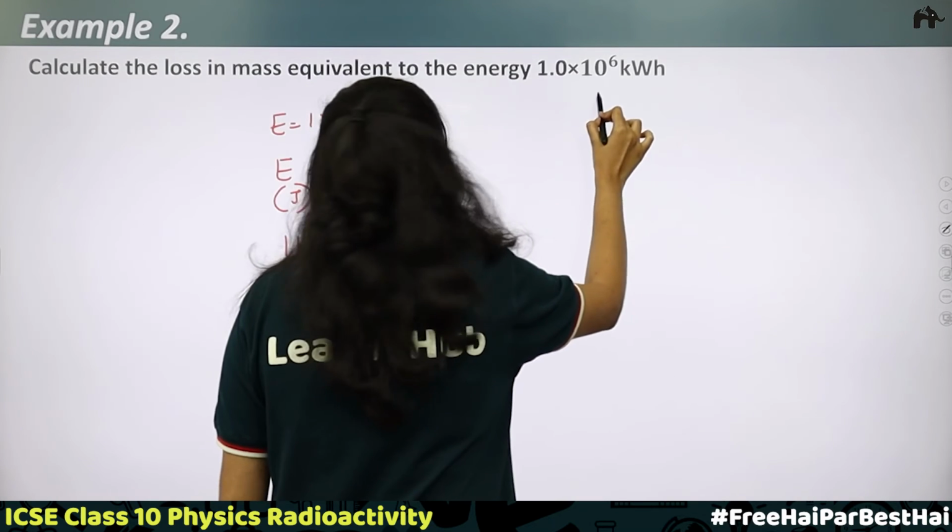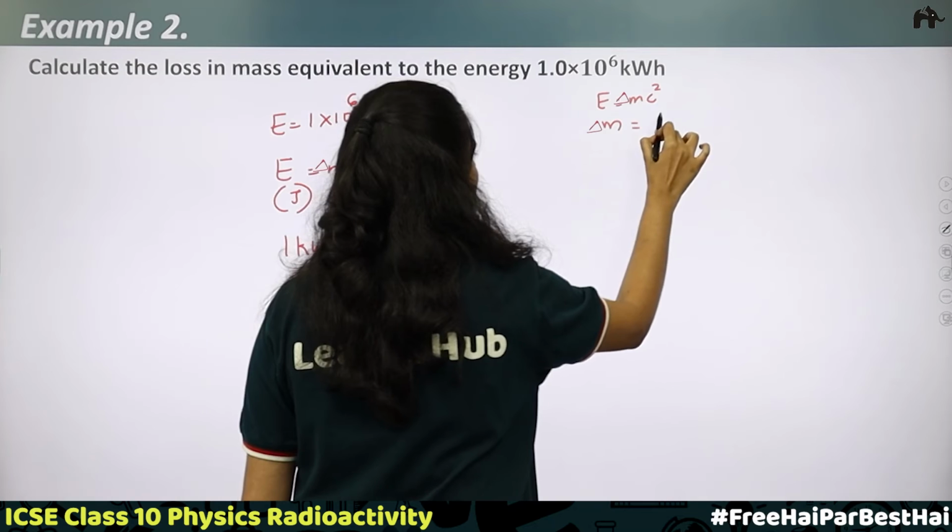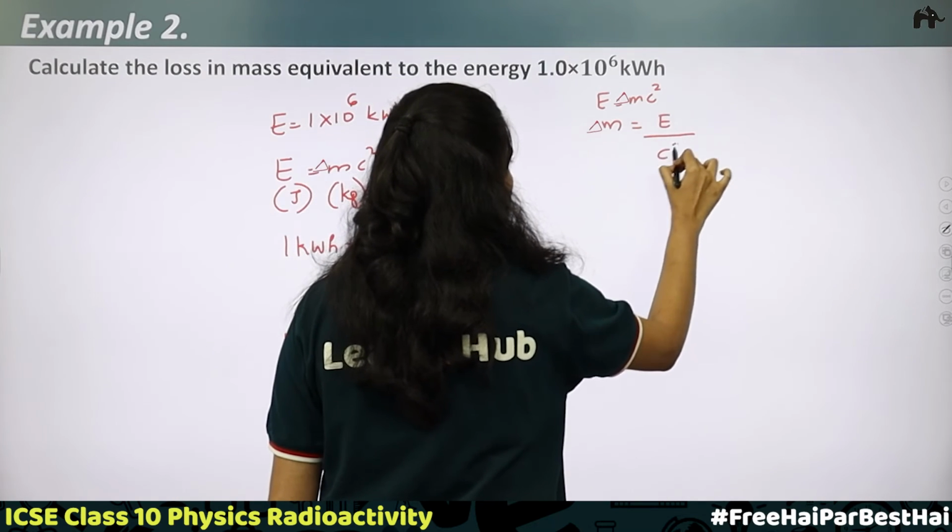Okay. So if E is equal to mc², we need to find m. m will be equal to E divided by c².